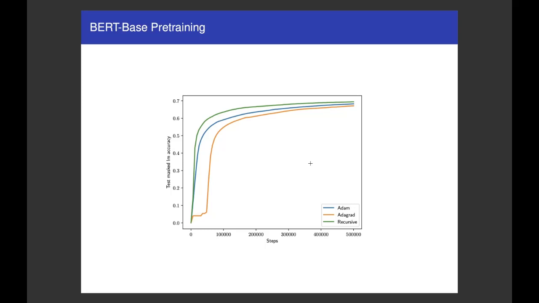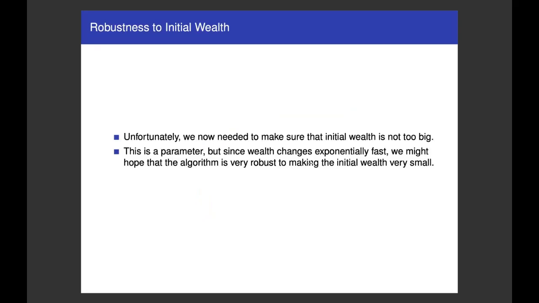These parameter-free algorithms do very well on these deep learning tasks, subject to the tweaks that I mentioned. Unfortunately, however, I mentioned that sometimes we need to make sure the initial wealth is not too big. That's actually not that common. For most of these data sets, I just set the initial wealth to be 1, but occasionally that didn't work, and so I dropped it by an order of magnitude, and then things would work. But this does mean that there is a parameter there.